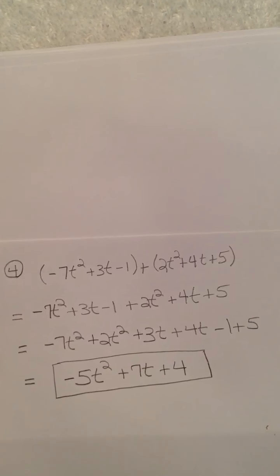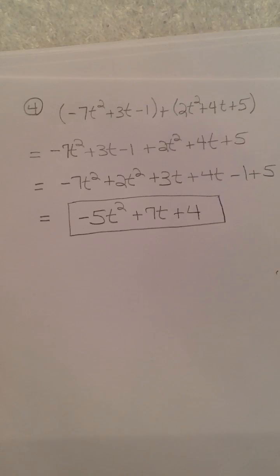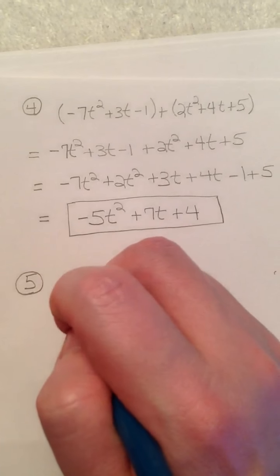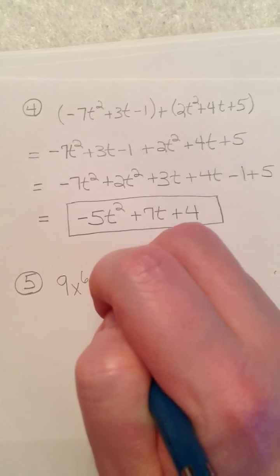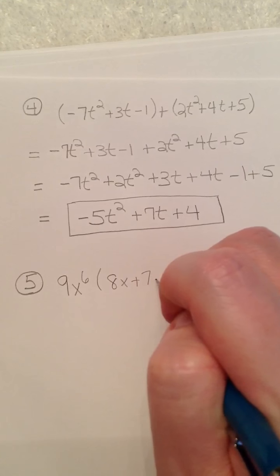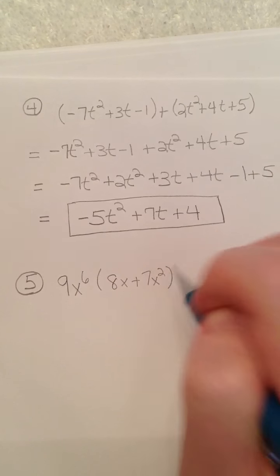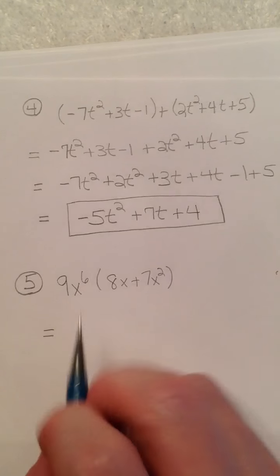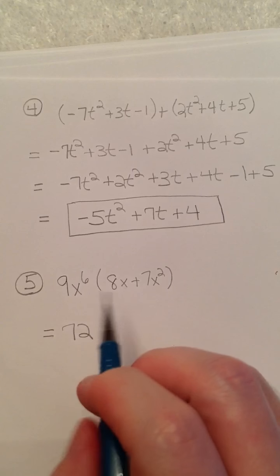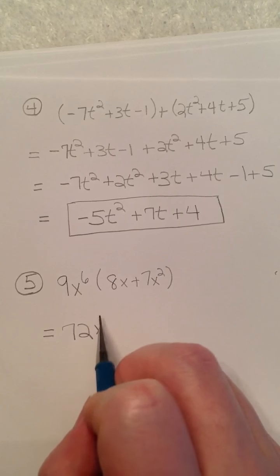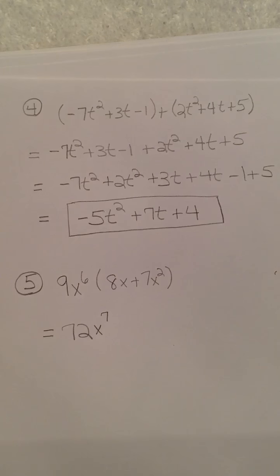In the case of what we have working with distribution, and also involving the use of exponents, for number 5 we have 9x to the 6th times the quantity 8x plus 7x squared. And so in terms of distributing, we have 9 times 8 is 72. And with the product rule, again, we have two distinct x factors. We have x to the 6th times x to the 1st, and so you'll add the exponents together. So for the first product, this will be 72x to the 7th.